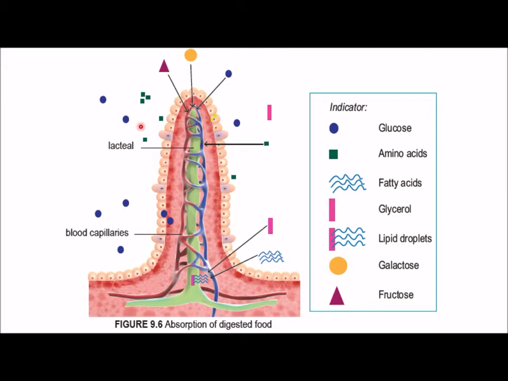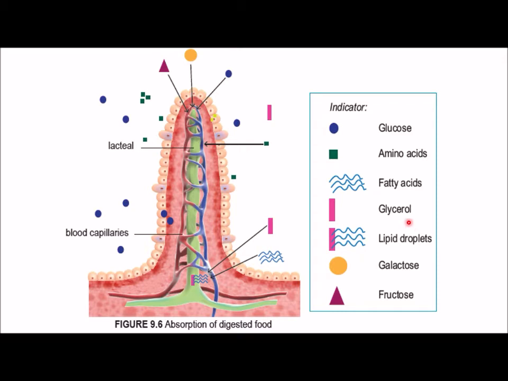So, what is being absorbed in the small intestine? Well, it is pretty much all the monomers of the organic compound digested. For example, carbohydrate, we have the monomers, which are the monosaccharides such as glucose, galactose, and fructose. For protein, the monomers are amino acids, and for lipids are fatty acid and glycerol.